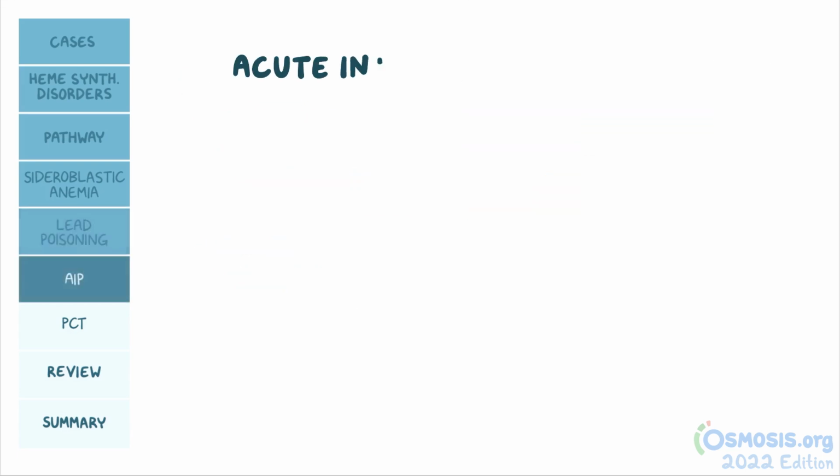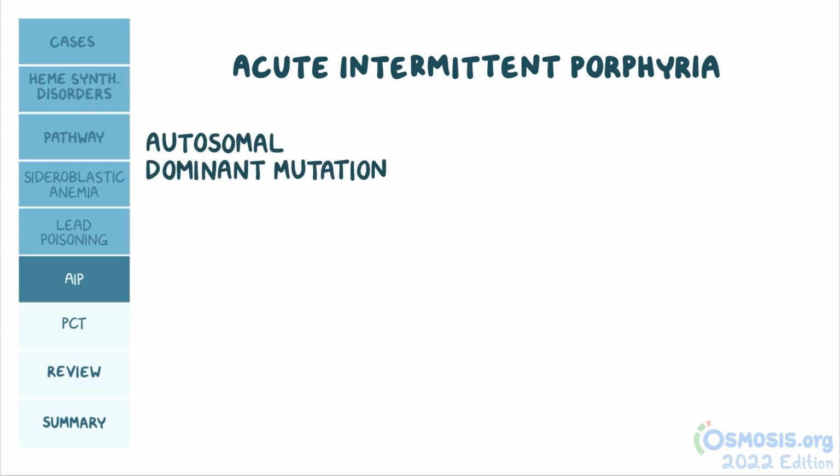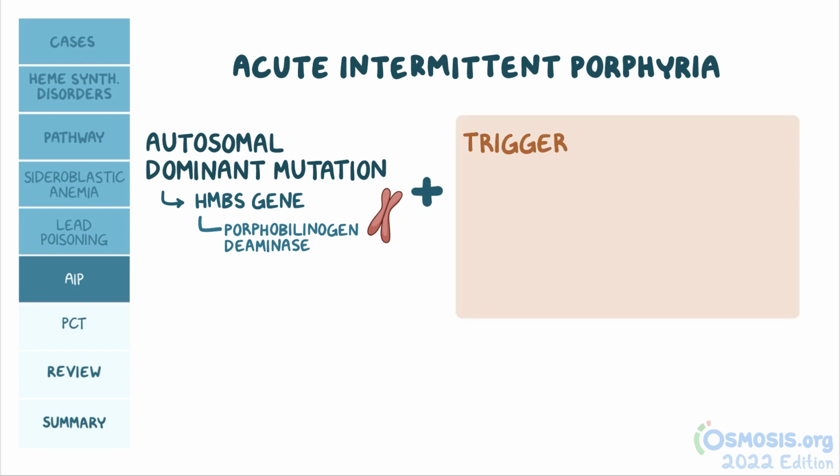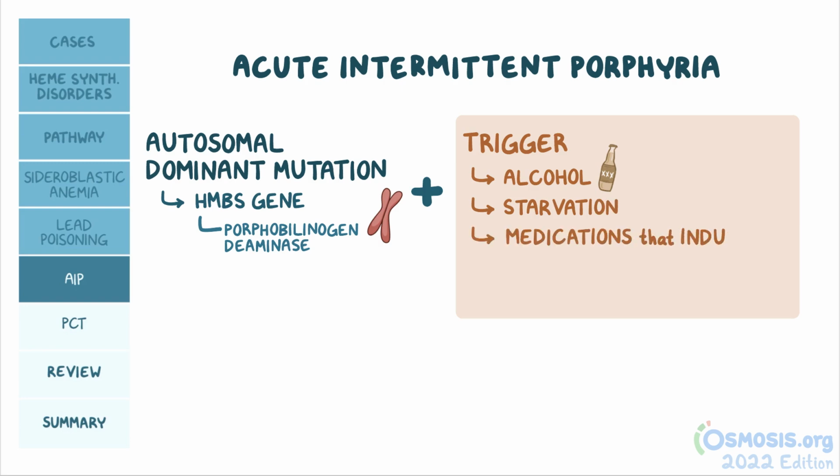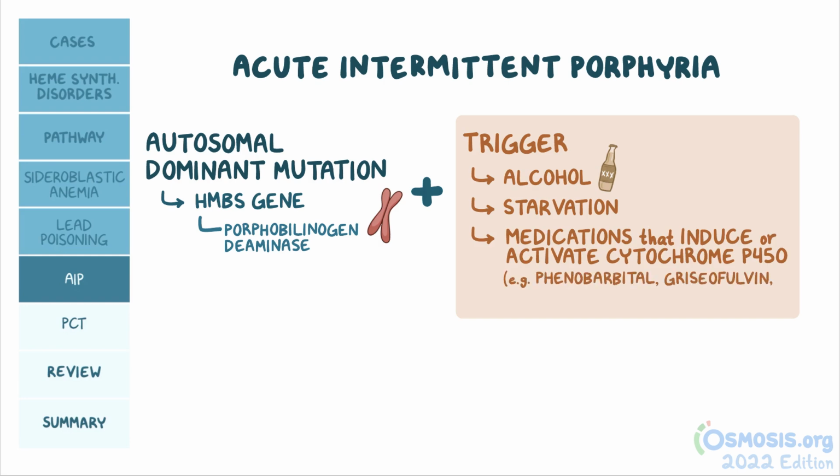Next up is acute intermittent porphyria, which is caused by an autosomal dominant mutation of the HMBS gene, coding for porphobilinogen deaminase. However, keep in mind that the mutation alone is usually not enough to develop any symptoms. Instead, there must be a trigger like alcohol consumption, starvation, and medications that induce or activate cytochrome P450, such as phenobarbital, griseofulvin, and phenytoin.